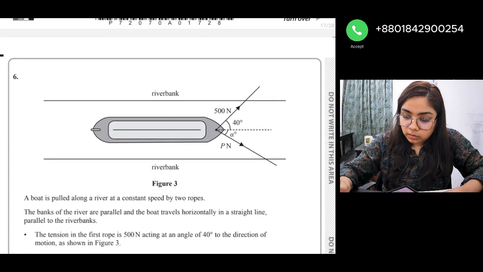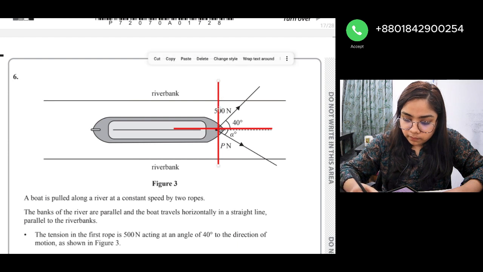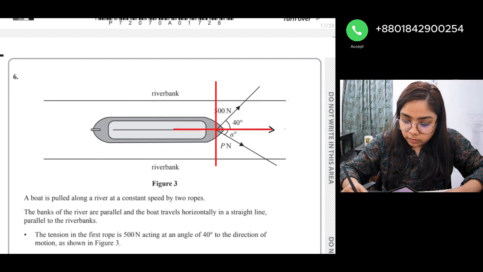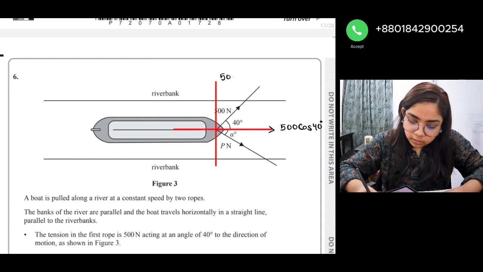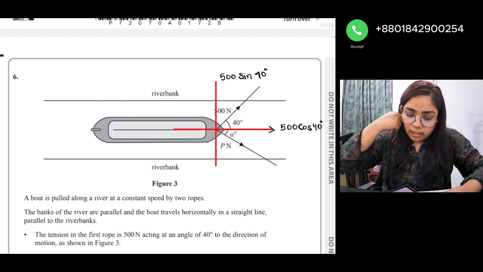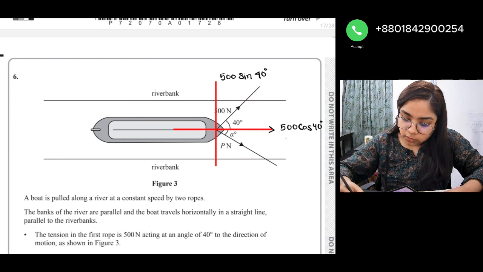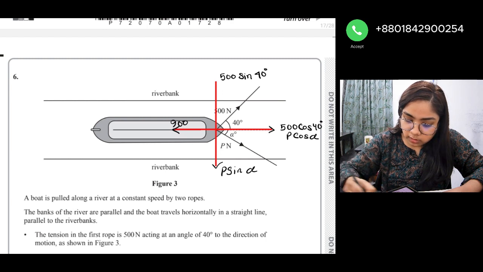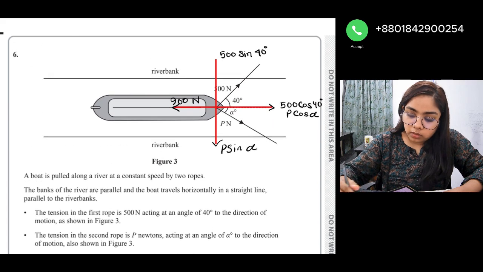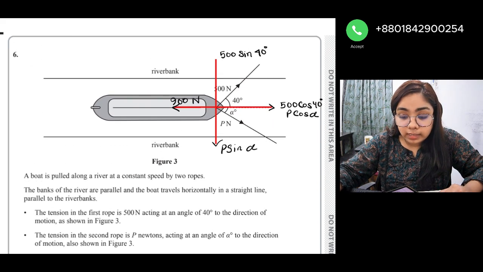Okay, so let's first draw the horizontal plane and vertical plane. In that case over here you have 500 cos 40 degrees, and in the upward direction you're going to have 500 sine 40. And then for that P force, as it was creating an angle with the horizontal, it will be P cos alpha, and over here it's going to be P sine alpha, and in the backward direction there was a resistive force of 900 newtons, right? Let me check if I'm not wrong. Yeah, 900 newtons.